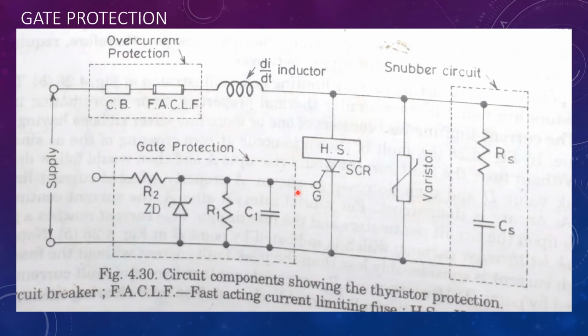The gate circuit also should be protected against overvoltages and overcurrents. Overvoltages across the gate circuit can cause false triggering of the SCR. Overcurrent may raise junction temperature beyond the specified limit, leading to its damage. Protection against overvoltage is achieved by connecting a Zener diode across the gate circuit. A resistor R2 connected in series with the gate circuit provides protection against overcurrents.